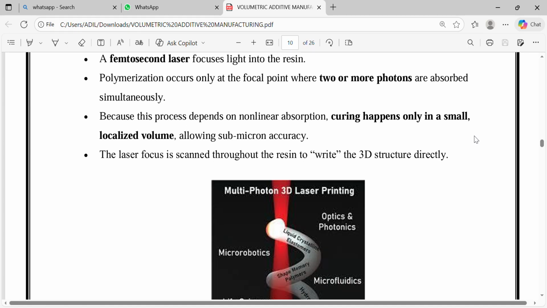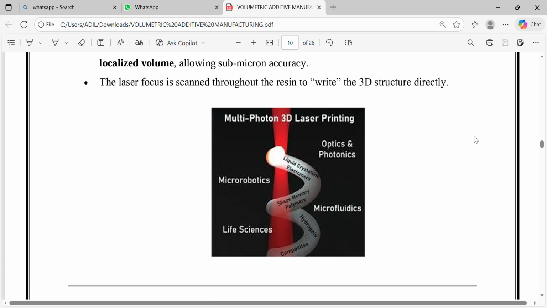Here is a diagram of multi-photon 3D laser printing. This diagram explains the application of multi-photon 3D laser printing. The technique is applied in four main areas: optics and photonics, likely utilizing materials like liquid crystalline elastomers. The second area is microfluidics, involving materials like hydrogels and composites. The third one is the life sciences, and the fourth area is microrobotics, involving shape memory polymers.